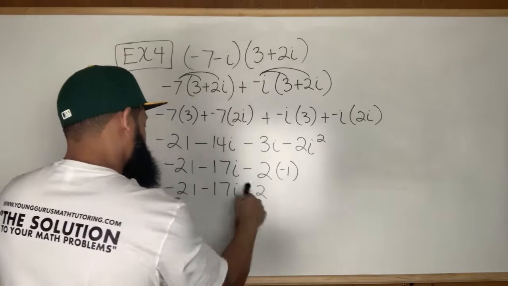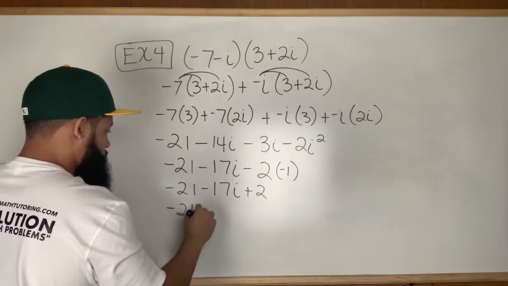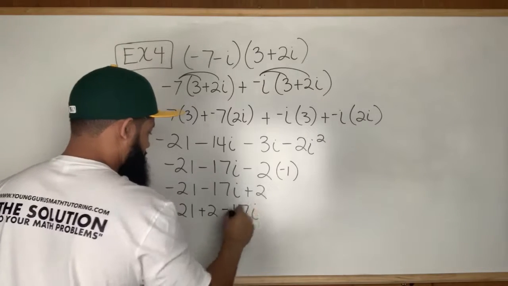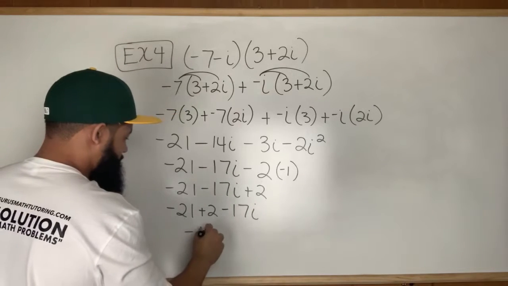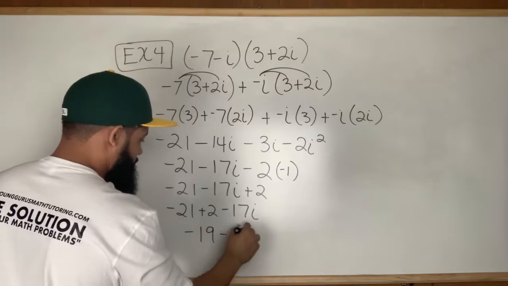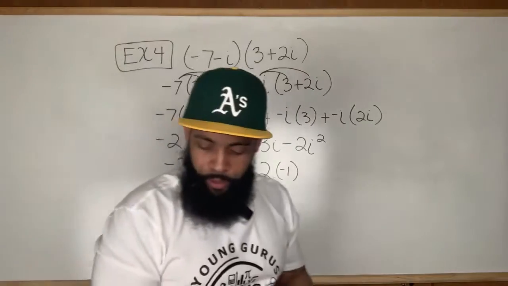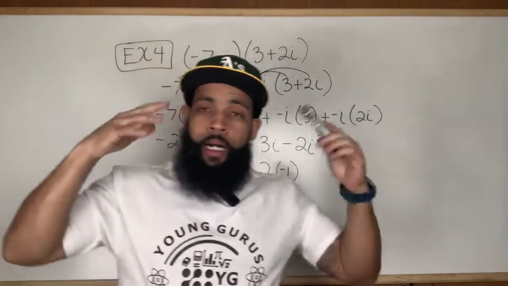I'm going to take these two terms and combine them. So let's just do negative 21 plus 2 minus 17i. And that gives me negative 19 minus 17i. And guess what, folks? We have arrived at a solution. Okay? So, a lot of stuff here.